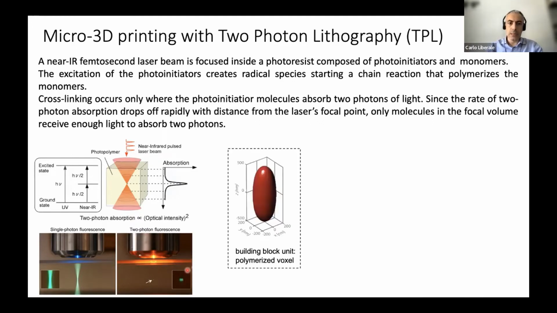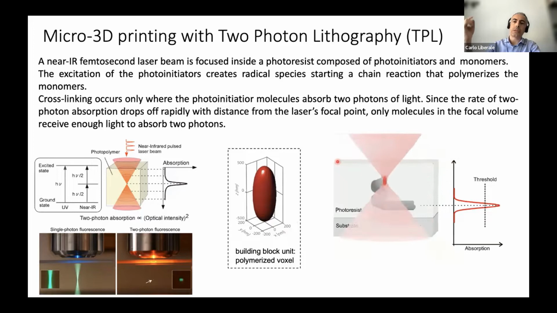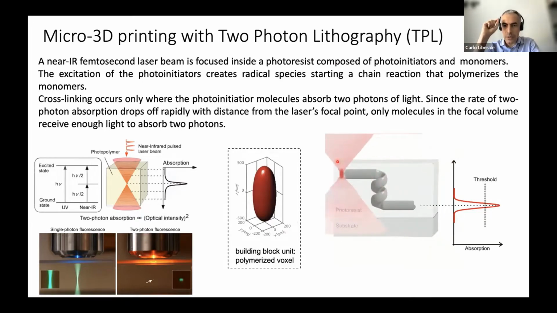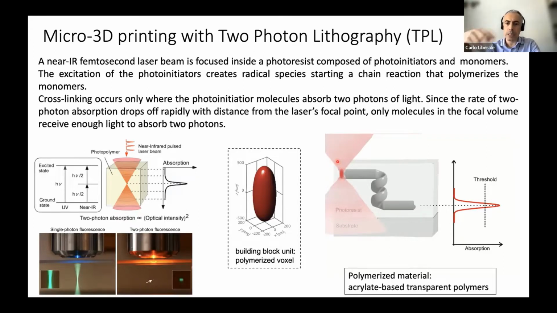So what happens is that we create a local building block, which is typically a few hundred nanometers, 300, 400 nanometers on the lateral side, and about a micron on the vertical side. So it's an ellipsoid. And this is basically the building block, because by scanning the laser into the photoresin, you create a three-dimensional structure. At the end of the process, using a proper solvent, you remove the unpolymerized material and you obtain the final structure. The material we use, and this is different compared to the previous presentation, is polymers, so we don't have glass.